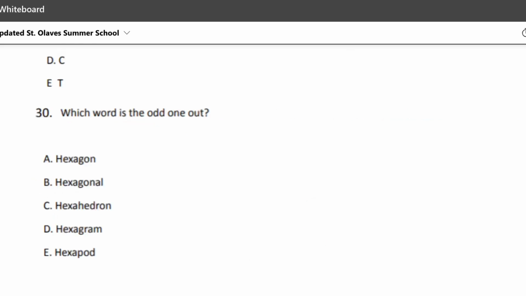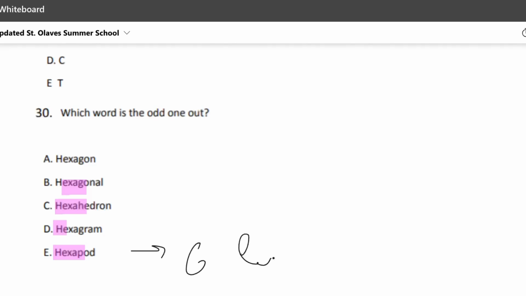All of these words we can see hex in all of them. We know hex means something to do with 6. However, hexapod is the only one that's an insect. It's an insect that has 6 legs. All the rest are to do with shape. Hexagon is a shape. A hexagram is also a shape. It kind of looks like this. That's a hexagram. So that means that hexapod is the only one not to do with shape.